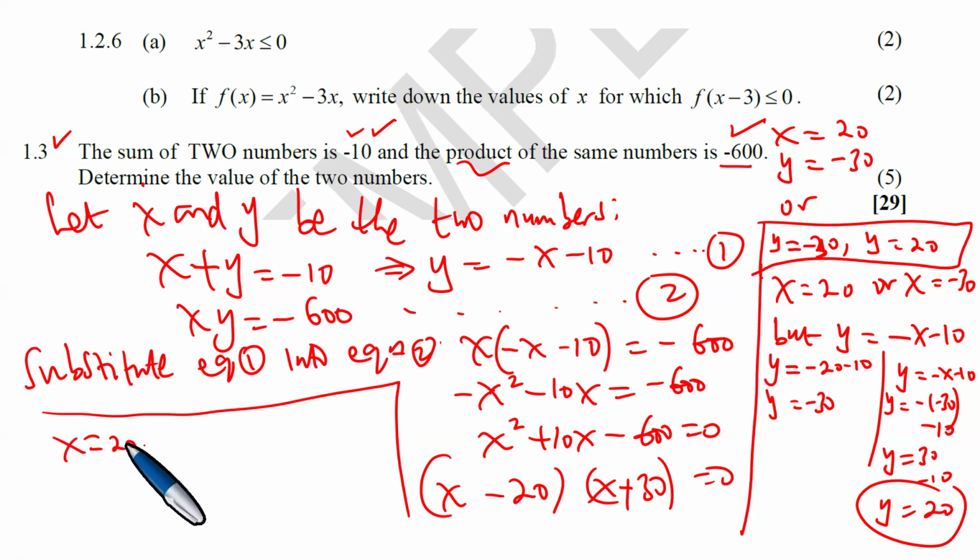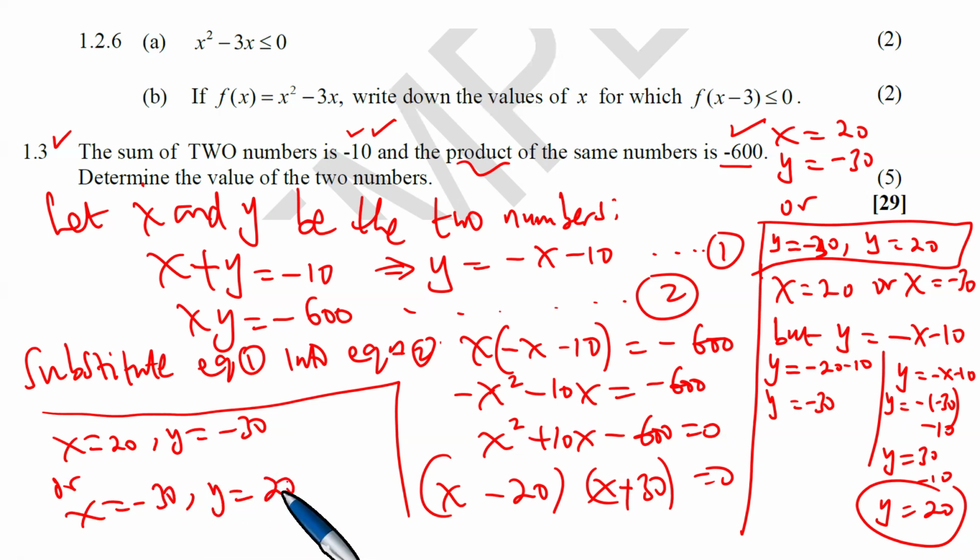So you have those pairs of numbers: x is 20, y is minus 30, or x is minus 30, y is 20. You add this up, you get minus 10. So you're good. You solved this problem in detail. Okay, next question.